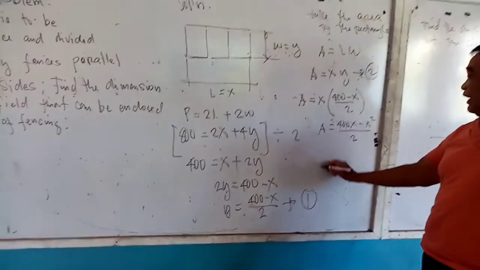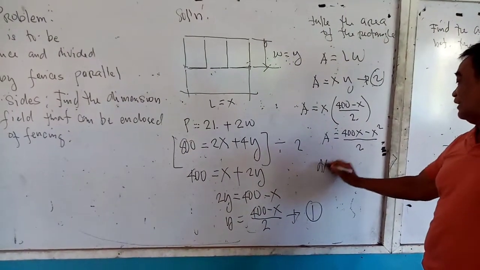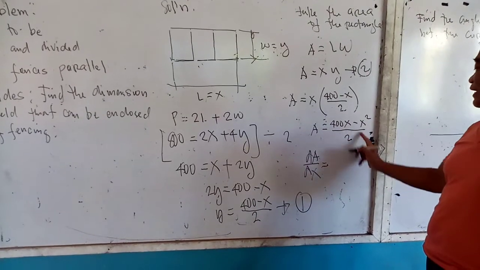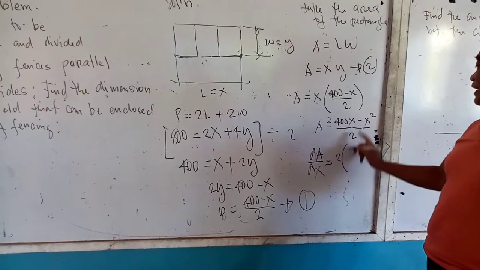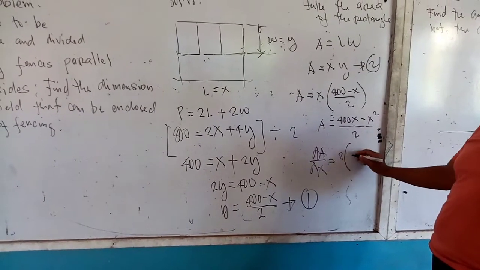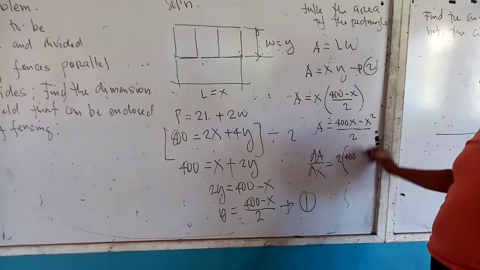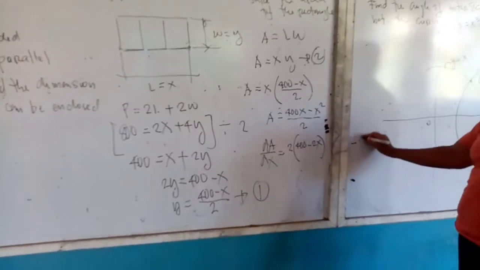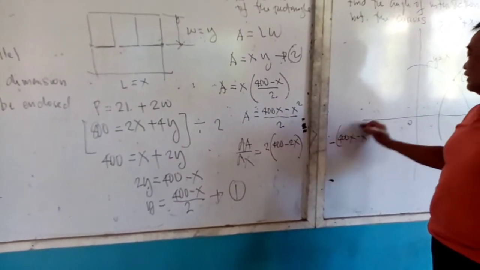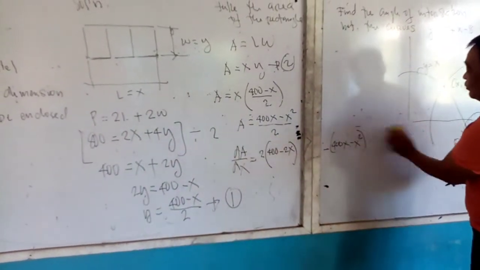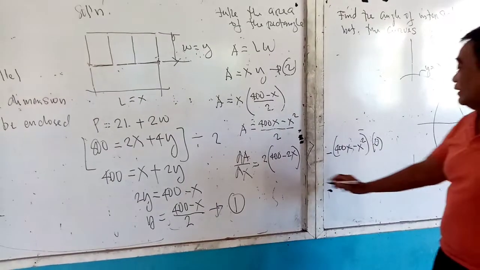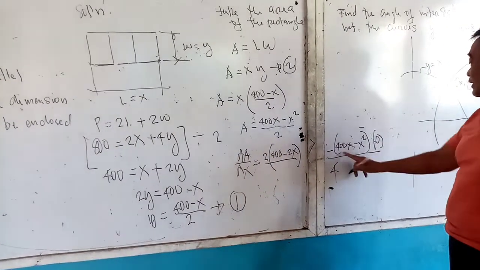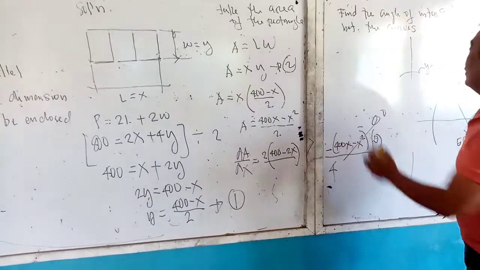Now here, I'm going to take the derivative of the area with respect to x, dA divided by dx. Remember that this is a fraction. What is the derivative of a fraction? Look here. Denominator, 2, times the derivative of the numerator: the derivative of 400x is 400, the derivative of negative x squared is negative 2x. Then the denominator times the derivative of the numerator, minus the numerator, 400x minus x squared, times the derivative of the denominator, which is a constant, so that will be equal to 0. Then divided by the square of the denominator, 2 raised to the power of 4. Now when we multiply this binomial, that 0 is 0.